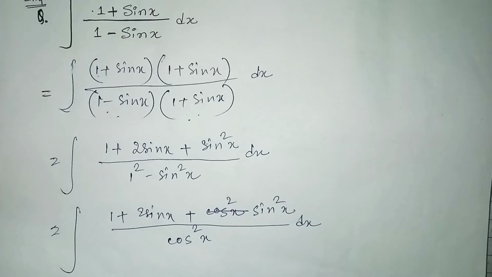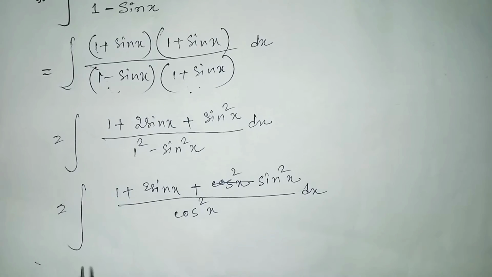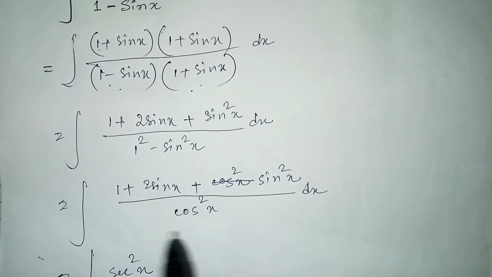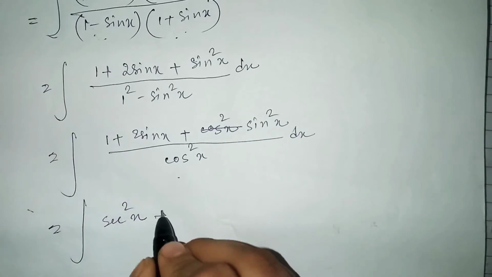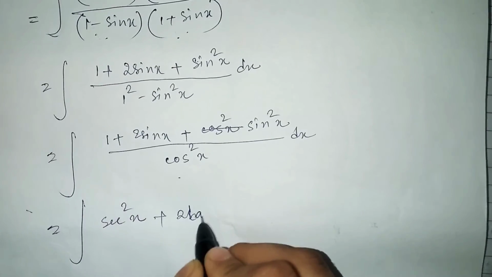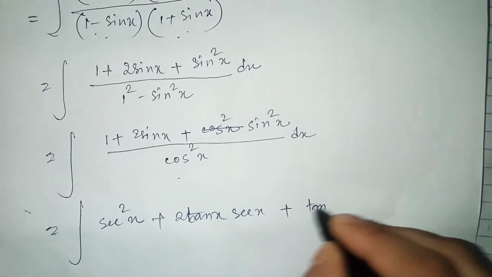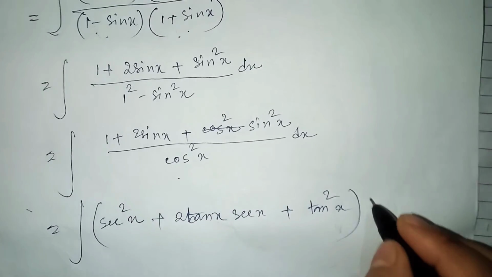Now we will divide separately. Then it becomes sec square x, this 1 by cos square x, plus 2 tan x sec x, plus tan square x, dx.